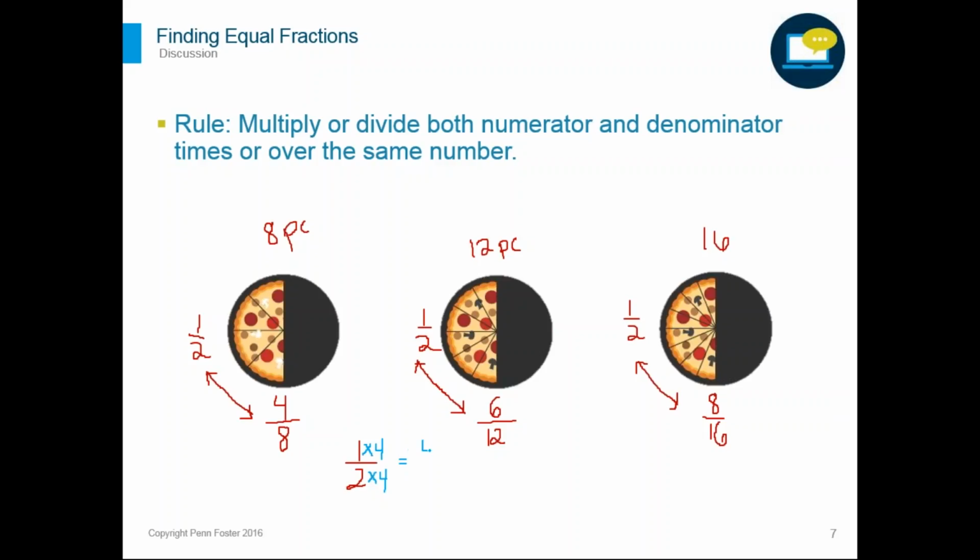1 times 4 is 4, and 2 times 4 is 8. I got 4/8 as an equal fraction to 1/2, which is this fraction, by the way. So this is how I used only math to arrive at an equal fraction of half.